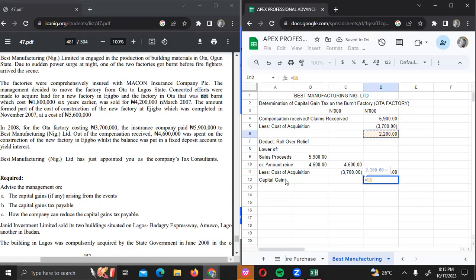So now you have capital gain. So capital gain is 2,200 minus 900. And then you have capital gain tax at 10%. And that's how much? 1.3. That's 130. So we've solved the factory that got burnt. Now let's go and solve for the factory that is not burnt.